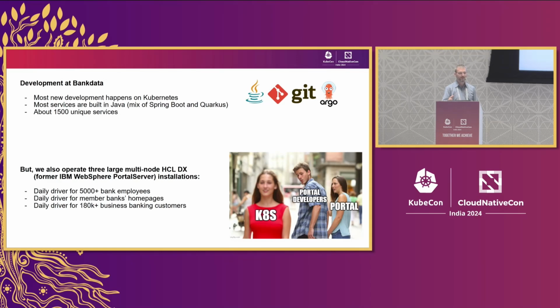When I talk about development at Bankdata today, almost all development is on Kubernetes. Most services are built in Java; I guess it's like that in all banks and enterprises, they like Java. We're using a mix of Spring Boot and Quarkus, depending on the teams. There are factions who prefer one or the other, but from my platform team's view, we don't really care. It's just some application. There are about 1,500 unique services.